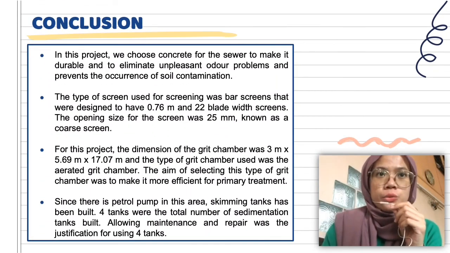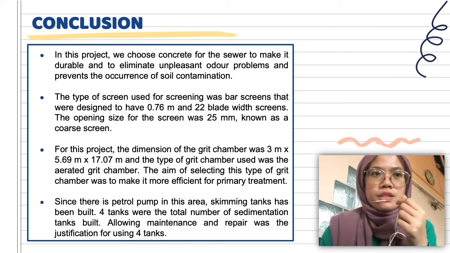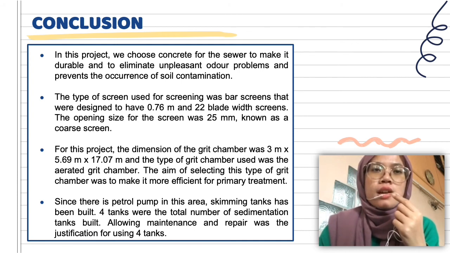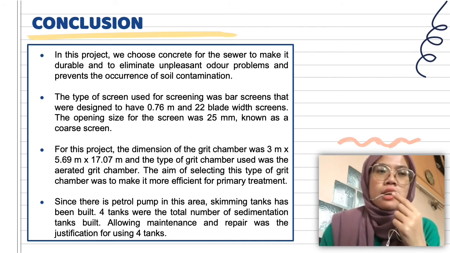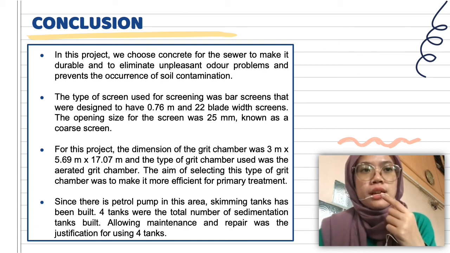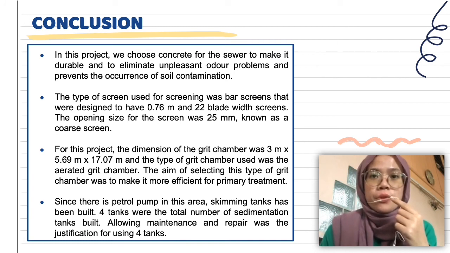In this project, we chose concrete for the sewer to make it durable, to eliminate unpleasant odor problems and to prevent the occurrence of soil contamination. The type of screen used for screening was bar screens that were designed to have 0.76 meter and 22 blade width screens. The opening size for the screen was 25 mm, known as a coarse screen. For this project, the dimension of the grit chamber was 3 meter times 5.67 meter times 17.07 meter, and the type of grit chamber used was the aerated grit chamber. The aim of selecting this type of grit chamber was to make it more effective for primary treatment.